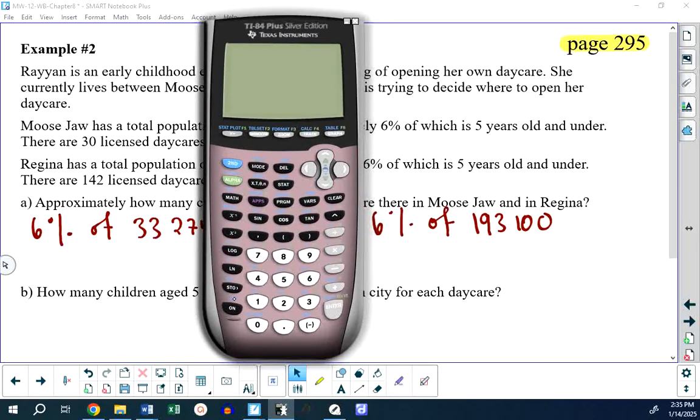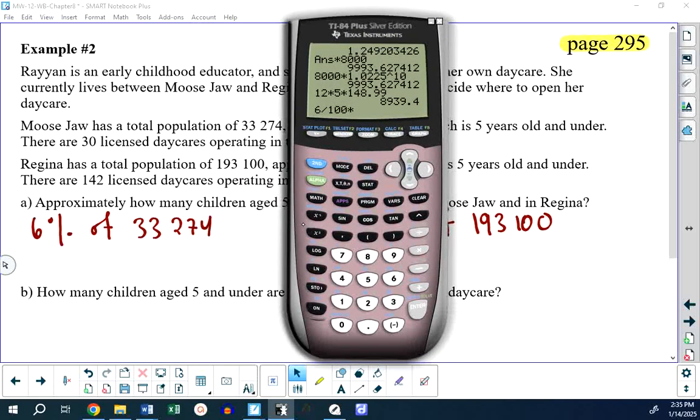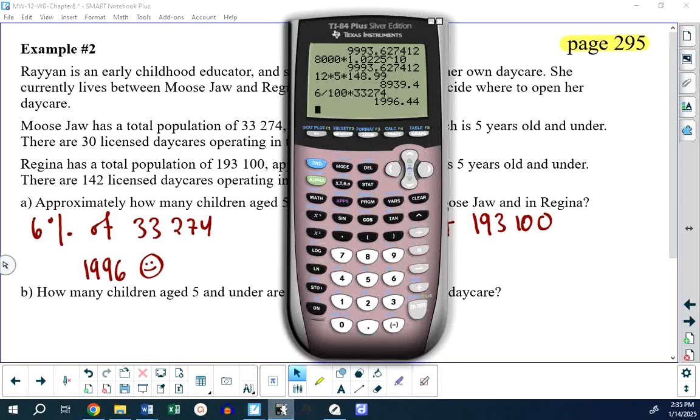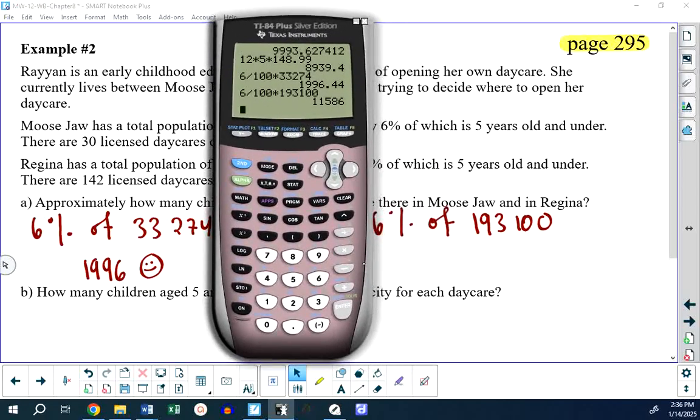So 6 over 100, I know most of you know it's 0.06, but I'm going to write or enter 6 over 100 multiplied by 33274, about 1,996 kids. It's 1996.4, but we're just going to round to the nearest whole number because we're talking about people. If I do the same thing here, 193,100, I get 11,586.